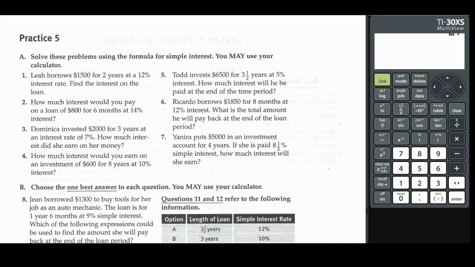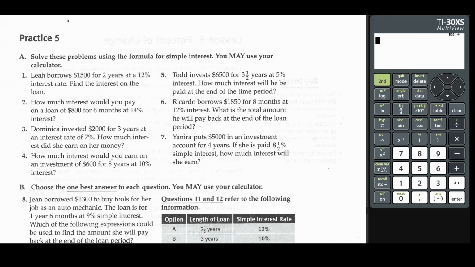Okay, right now we are working on Chapter 3, Practice 5, Part A. Solve these problems using the formula for simple interest. You may use your calculator. Okay, before we solve these problems, let's go over the formula first. When they ask you for simple interest or just the interest, this is the formula that you need to use.